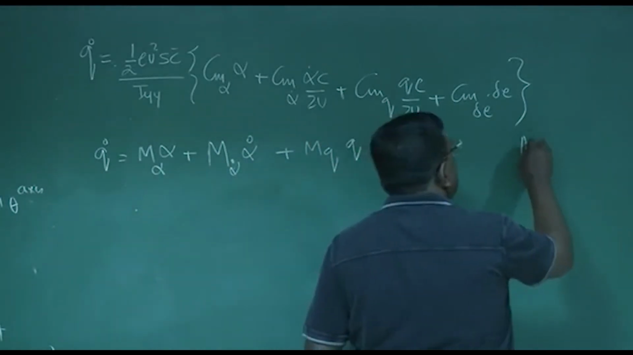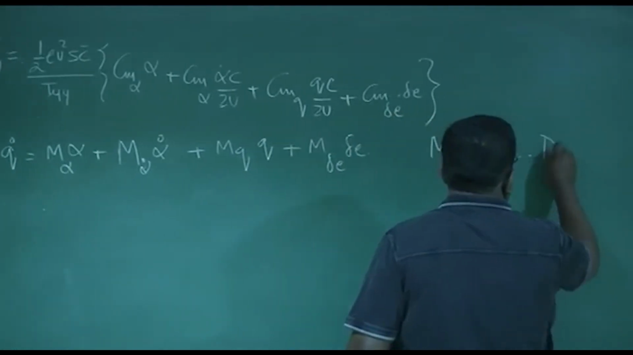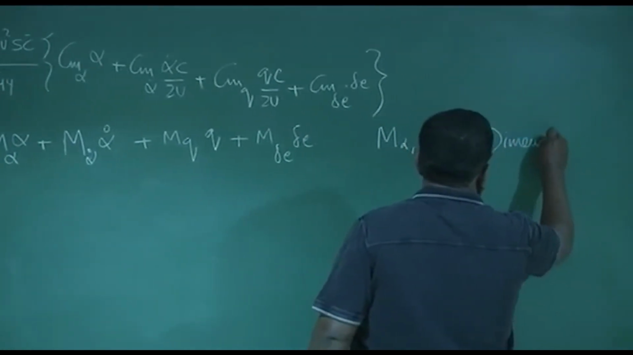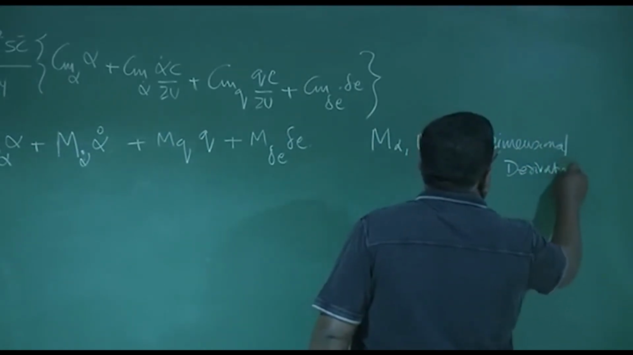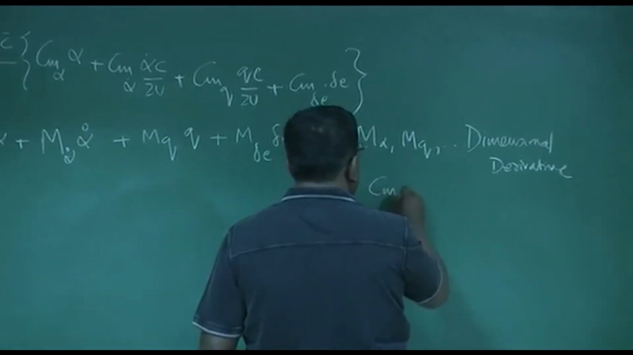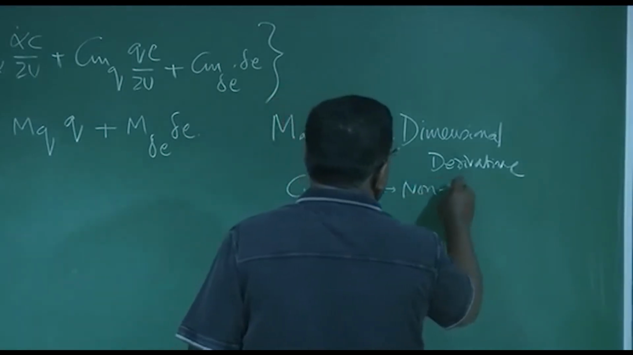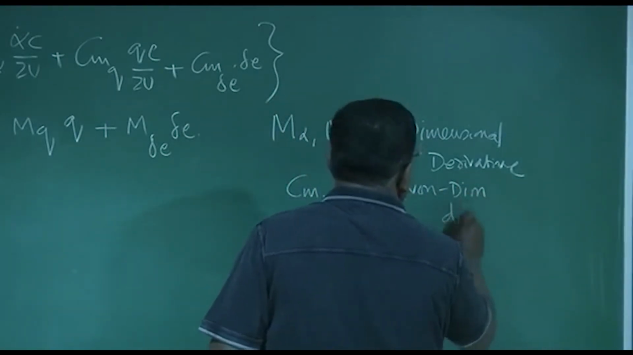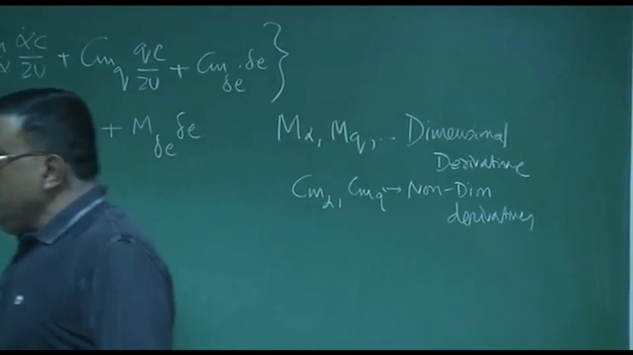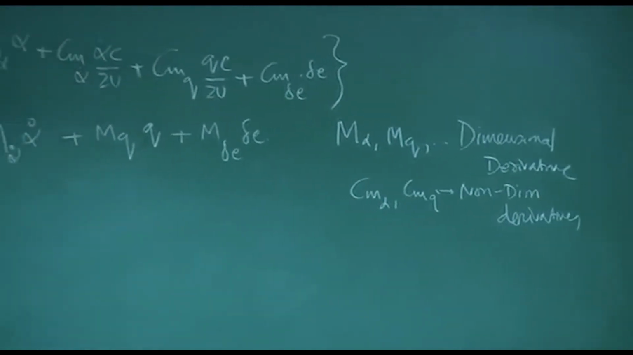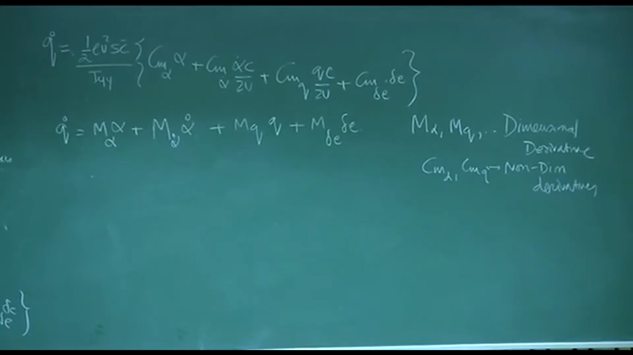So m alpha, mq, etc. are known as dimensional derivatives. In contrast, if I write Cm alpha and Cmq, they are non-dimensional derivatives. It is obvious that if you see the dimension of m alpha, you will find, yes, indeed, it has a dimension. Okay? You can check yourself by putting all the dimensions.